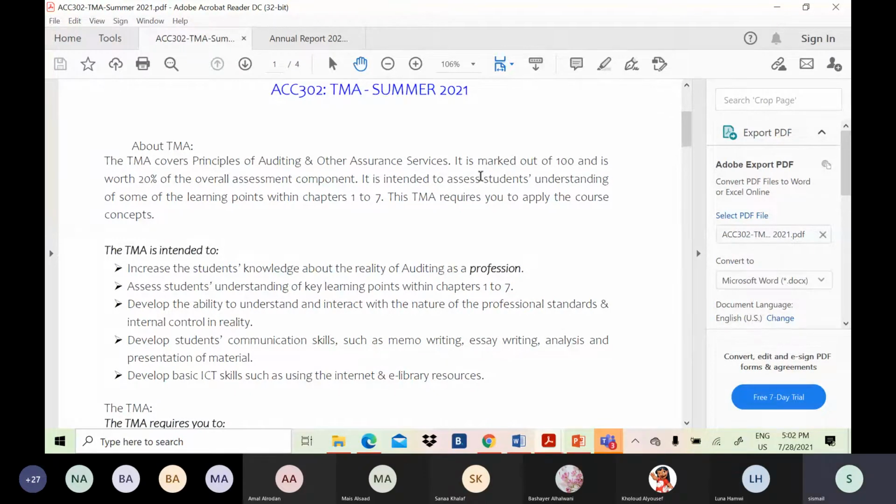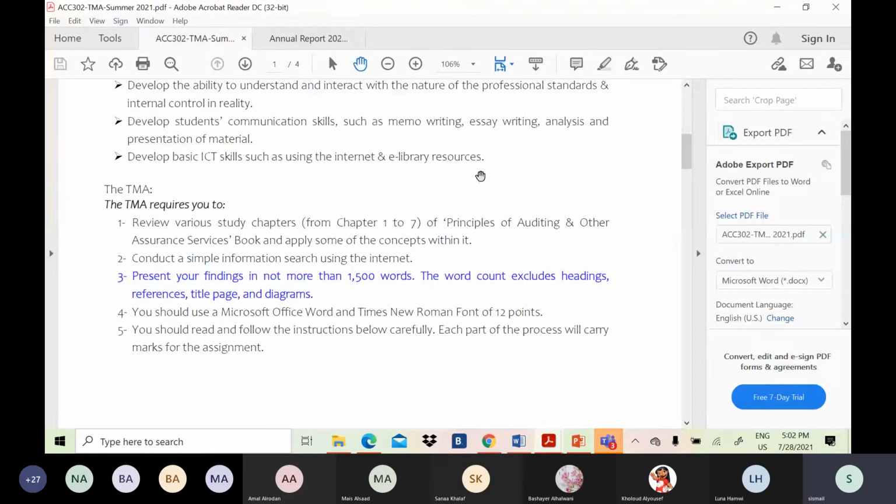Second point, you have to present your TMA in not more than 1,500 words. And I can add, let's say, 20% extra. So the maximum number of words is 1,800 words. This count will not include the questions or title page, BE3 form, or even any diagram or graph or reference. Is it clear?